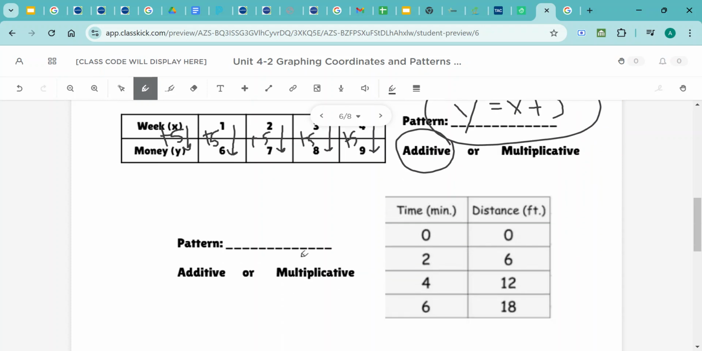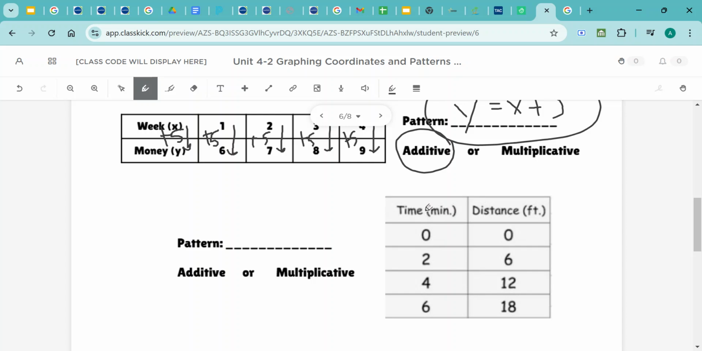All right, the last one. So we have a pattern. Again, we have a table. We got to recognize a pattern. We got to be able to pick or write the pattern for Y as Y equals whatever the pattern is, and choose whether it's adding or multiplying.